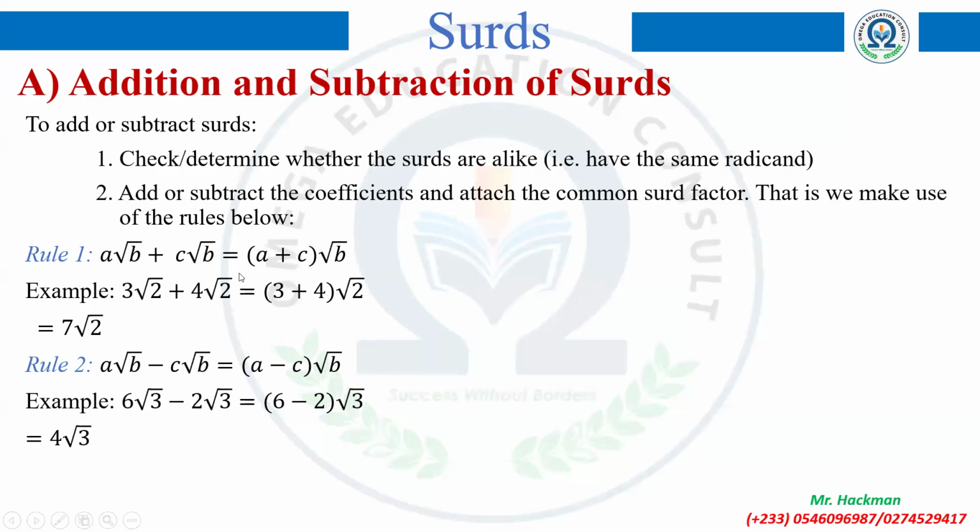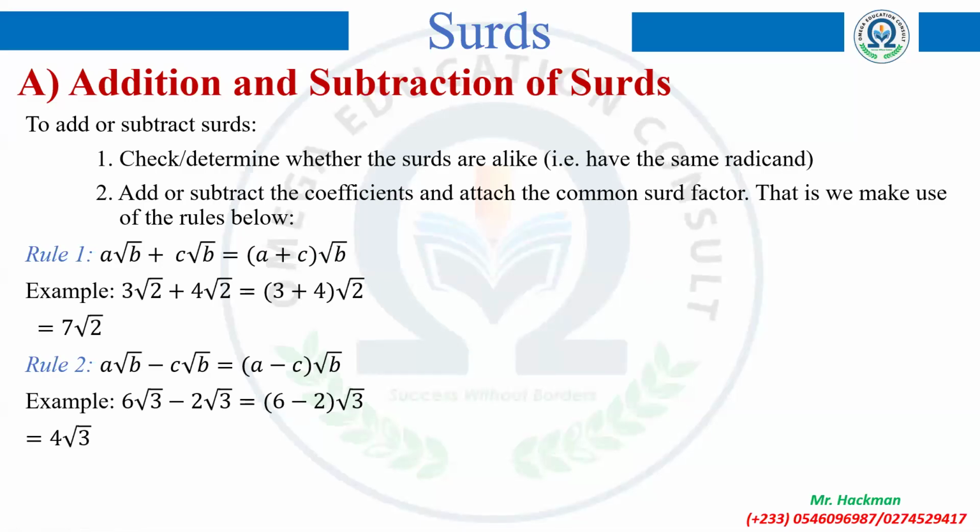So what did we say we do? We add the coefficients. It will be the coefficient of the first set, which is a, plus the coefficient of the second set, which is c. So it will be a plus c. You put the whole of that in brackets, because if the bracket is not there, then it means the c is the only one that is going to be affected. So it will be a plus c in brackets. Then you keep your common set factor, which here is root b. So you attach root b.